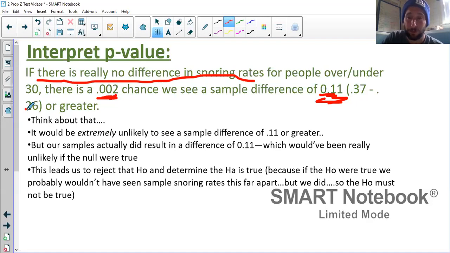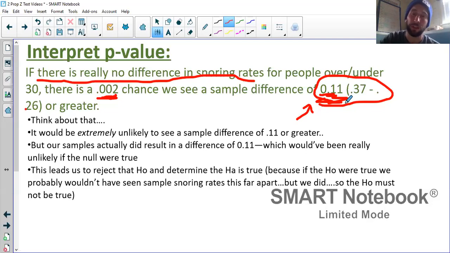But like that happened, right? We took a sample, we surveyed 995 people, and we actually got these two percentages, 37 and 26%. But if the null were true, if the snoring rates were the same, this probably wouldn't have happened, but it did. If the null were true, this probably wouldn't happen, but it did happen. So that leads us to believe that null, probably not true.